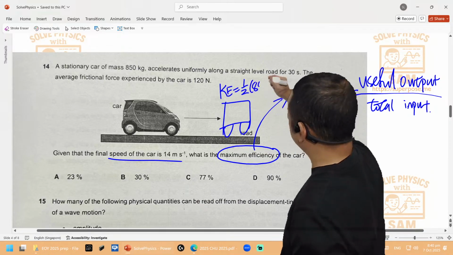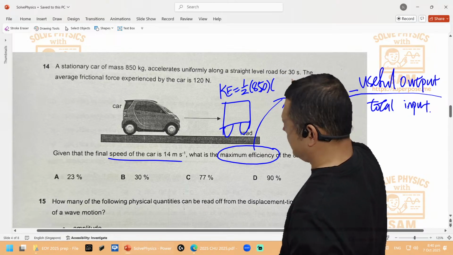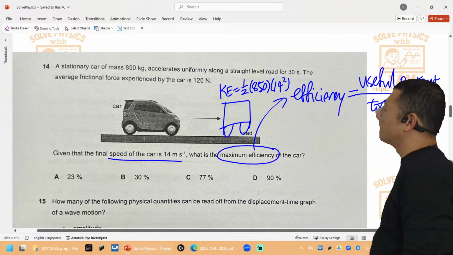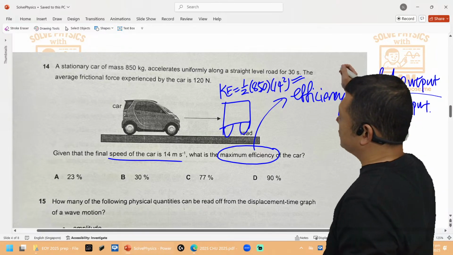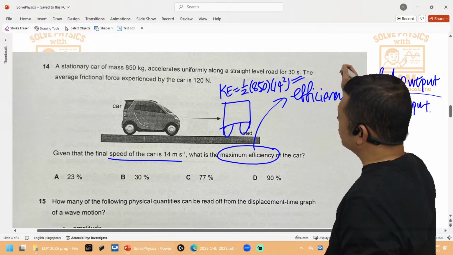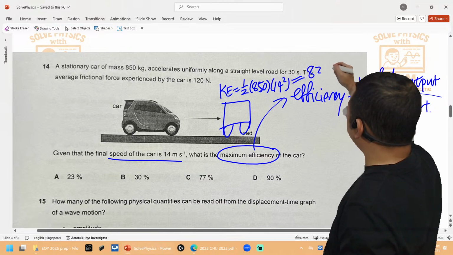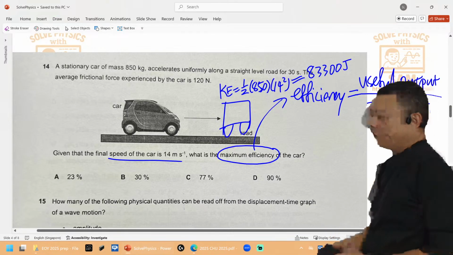Half times 850 times 14 squared. Half mv squared. So how much is that? Please work it out for me. 83300 joules. Okay, 83,300 joules.